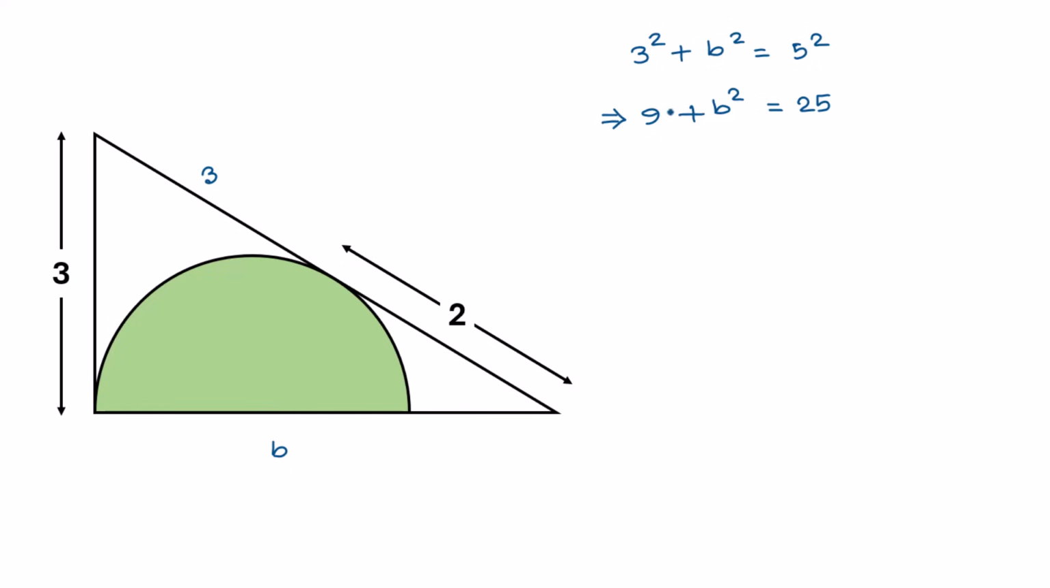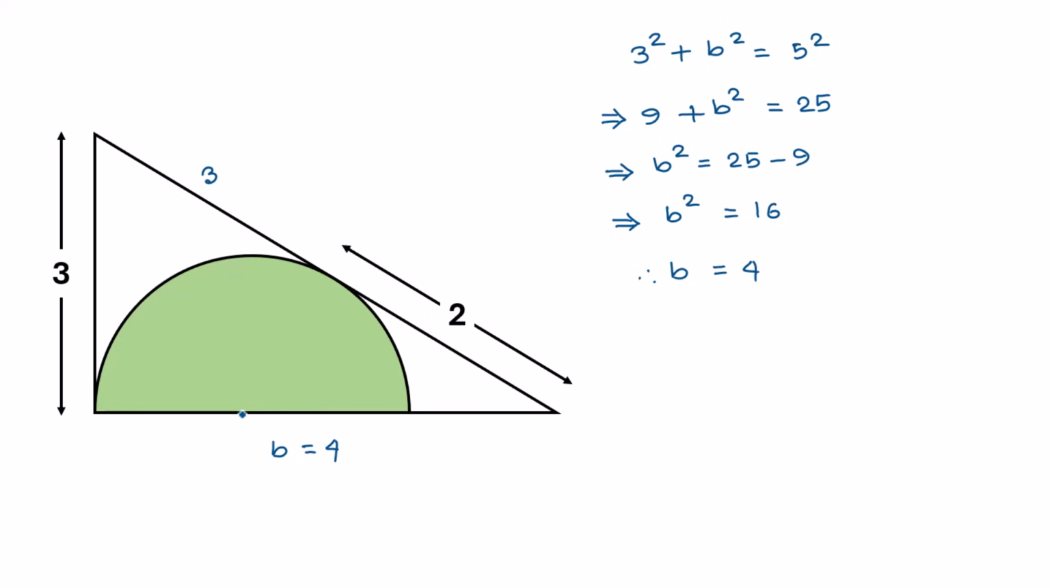Now taking this 9 to the right side, we will get b squared is equal to 25 minus this 9, or this b squared is equal to 25 minus 9, this is 16, and taking a square root we will get the value of b is equal to 4. So the base is 4 units.